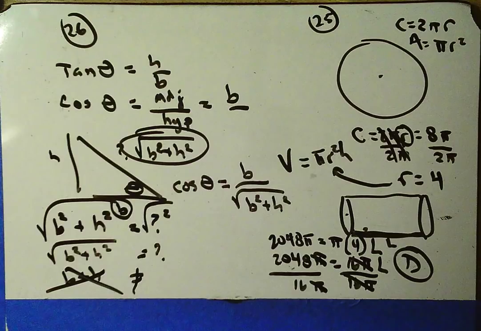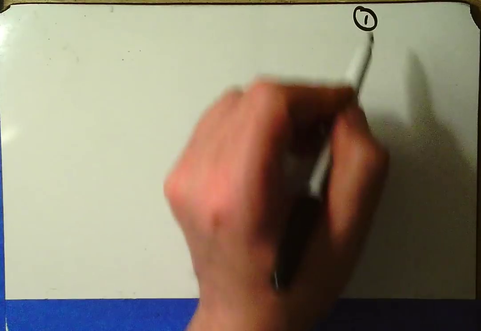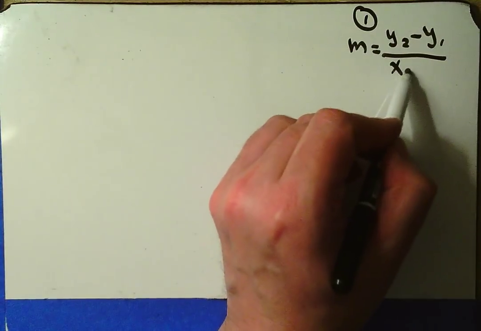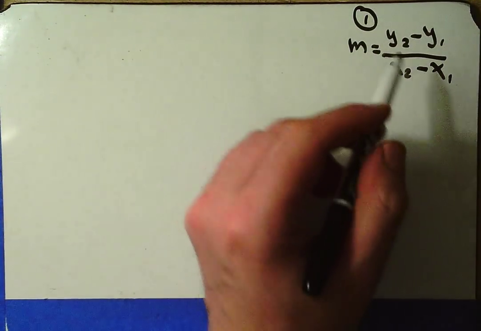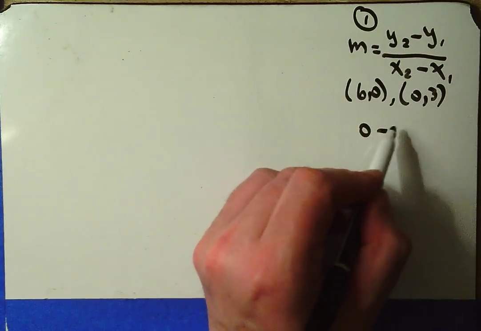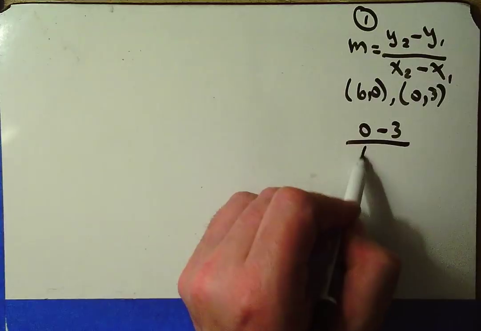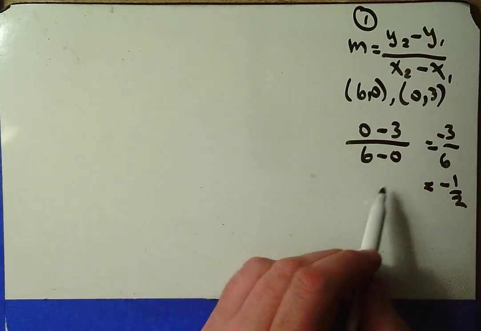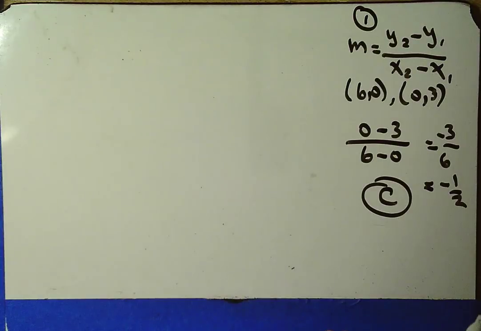Okay, so those were the perform questions. Let's take a look at the on your own questions. Number 1, what's the slope of the line shown in the coordinate plane? Well, we know the formula for slope, rise over run, is y2 minus y1 over x2 minus x1. They've given me some ordered pairs, 6, 0, and 0, 3. So I'll do 0 minus 3 over 6 minus 0. I'll get negative 3 over 6, or negative 1/2. This corresponds with choice C for number 1.